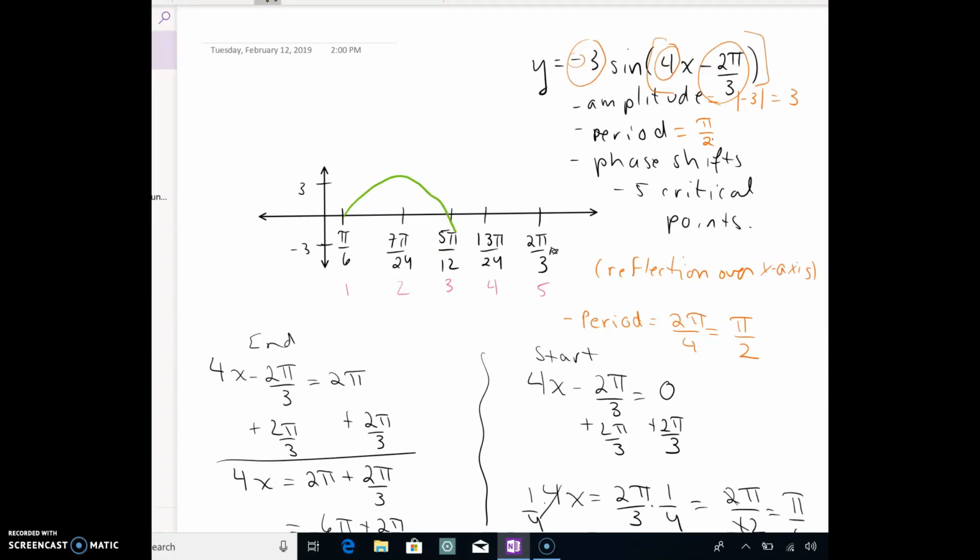But because we're reflecting it over the x-axis, now we're going to start at 0. We're going to go down. We're going to go back to 0. We're going to go up, and then we're going to end at 0. So this is one complete period of y equals negative 3 sine 4x minus 2 pi over 3. And again, keep in mind, we have our critical values. We included our amplitude. We made sure that we reflected it. This is what one period of this function looks like.